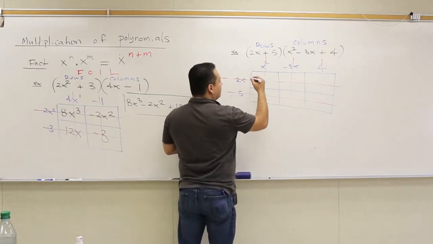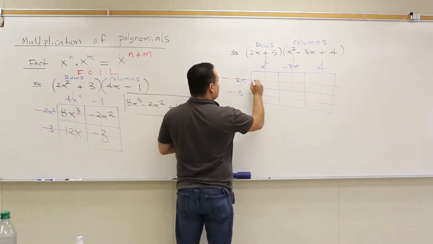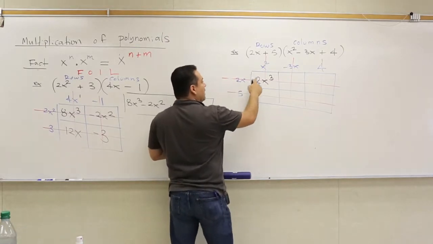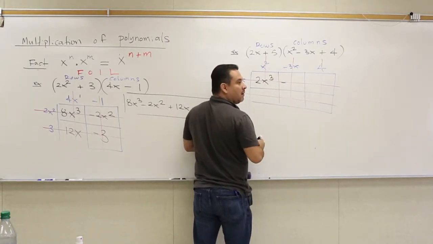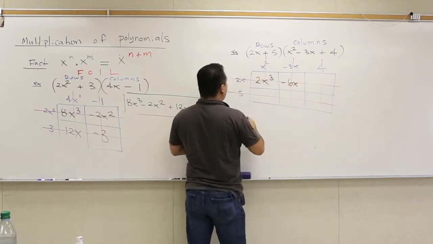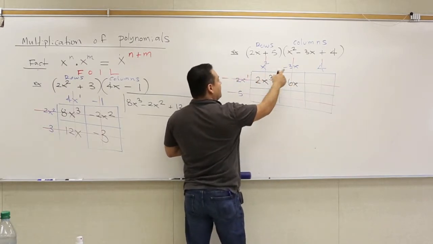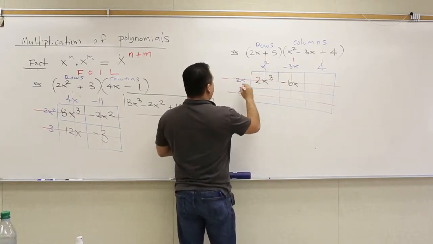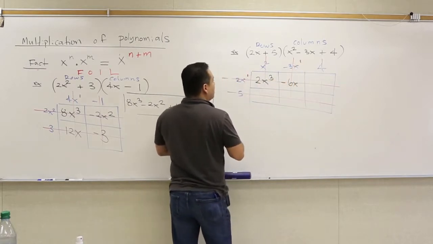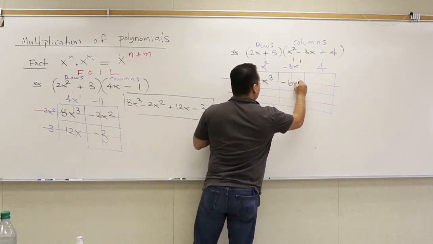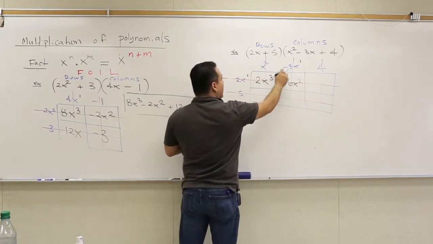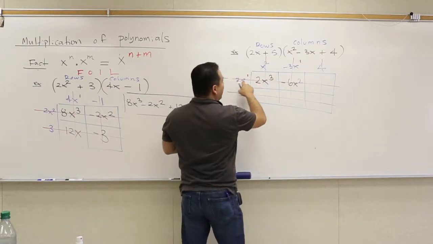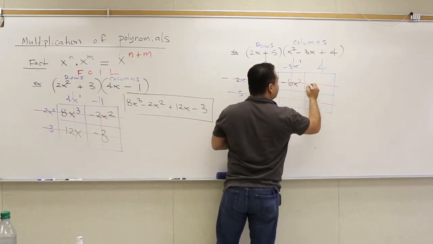What's 2x times x squared? Is that 2x cubed? You okay with that? What's 2x times a negative 3x? Negative 6x what? What's the power here? 1. What's the power here? Is that 1 as well? Power 1, power 1. This is power 2. Good, because 1 plus 1. Same base, we still just add the powers, so that's 2. 2x times 4 is 8x. Good.